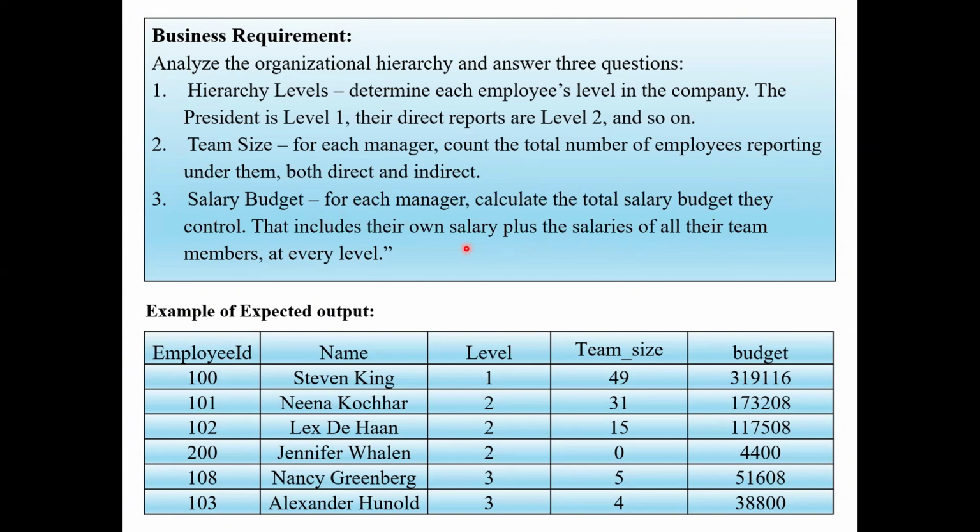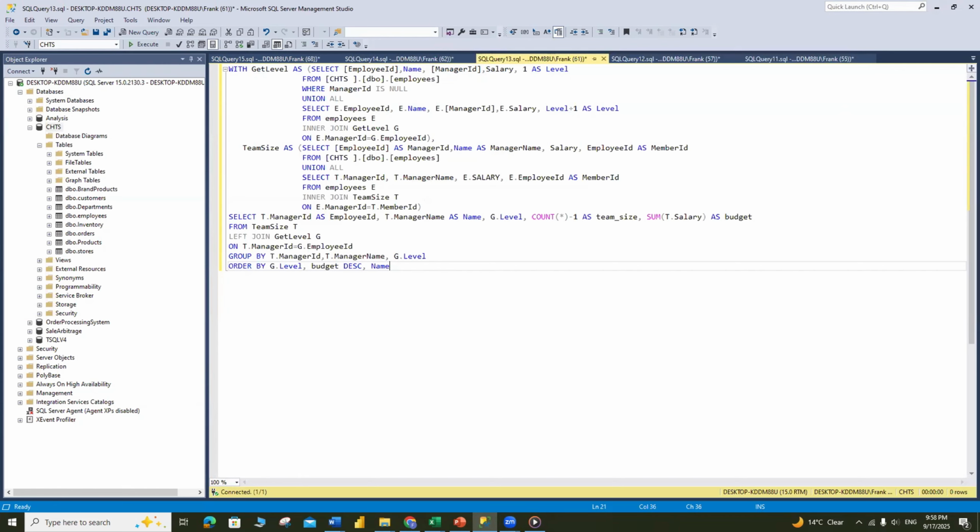The expected output looks like this. This table shows each employee's position in the hierarchy, their team size, and the budget they manage. To solve this, we'll use 2 recursive common table expressions in SQL Server. Let's break it down step by step.